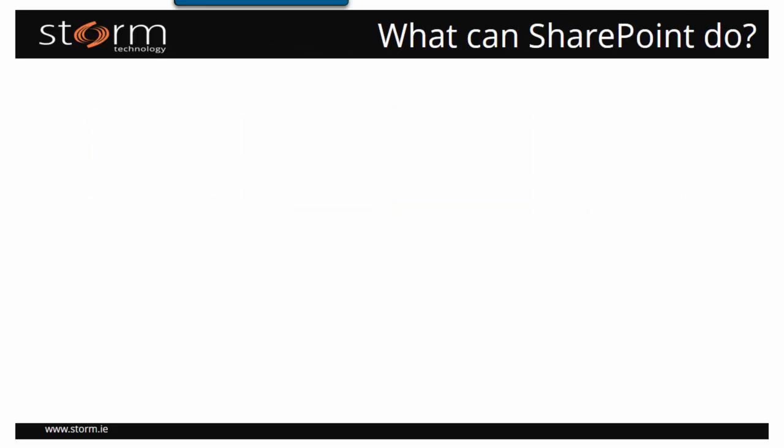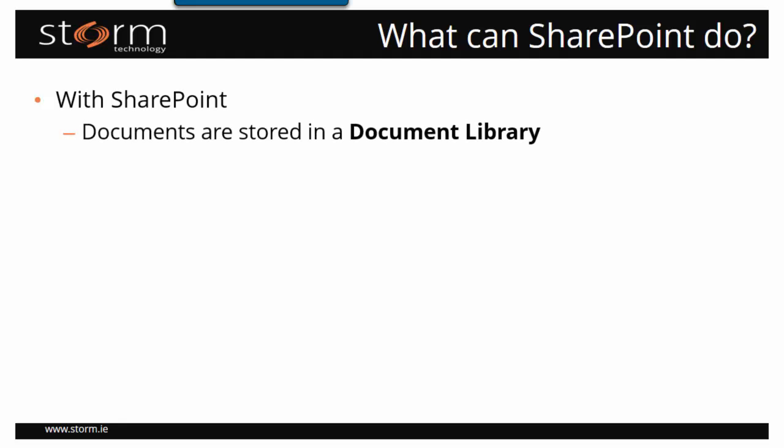So what can SharePoint do? Well, with SharePoint, documents are stored in what's called a document library. A document library is an app that comes with a SharePoint site. With document libraries, documents can be shared instead of emailed. So instead of emailing an attachment to somebody else, I share the document with them. What happens is that person will receive an email within which there'll be a hyperlink to the document. And when that person clicks the hyperlink, it will take them to the original document. So this way, everybody's working off the same document and everybody's working off the latest version.